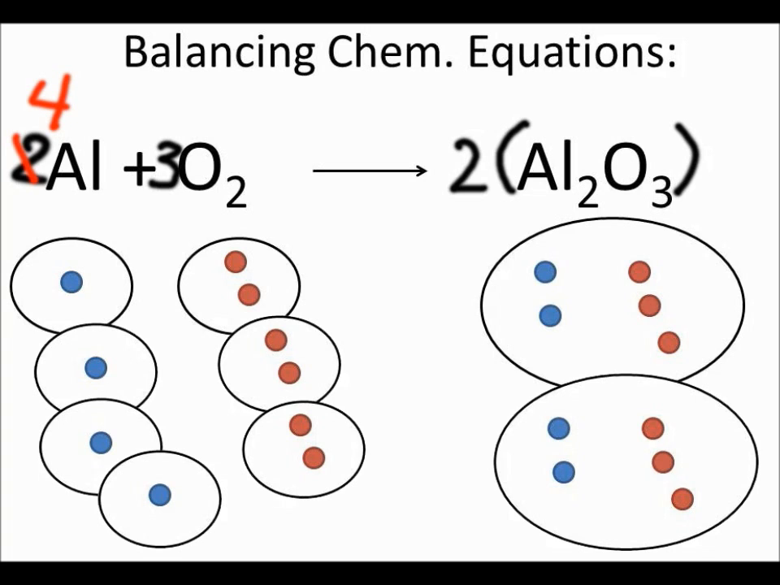And if you look at the big picture, all the blue dots, all the aluminums, and all the red dots, all the oxygens, are even on the left and right side as well. So the final equation is 4 molecules of aluminum plus 3 molecules of oxygen will give you 2 molecules of aluminum oxide. And now the equation is balanced.